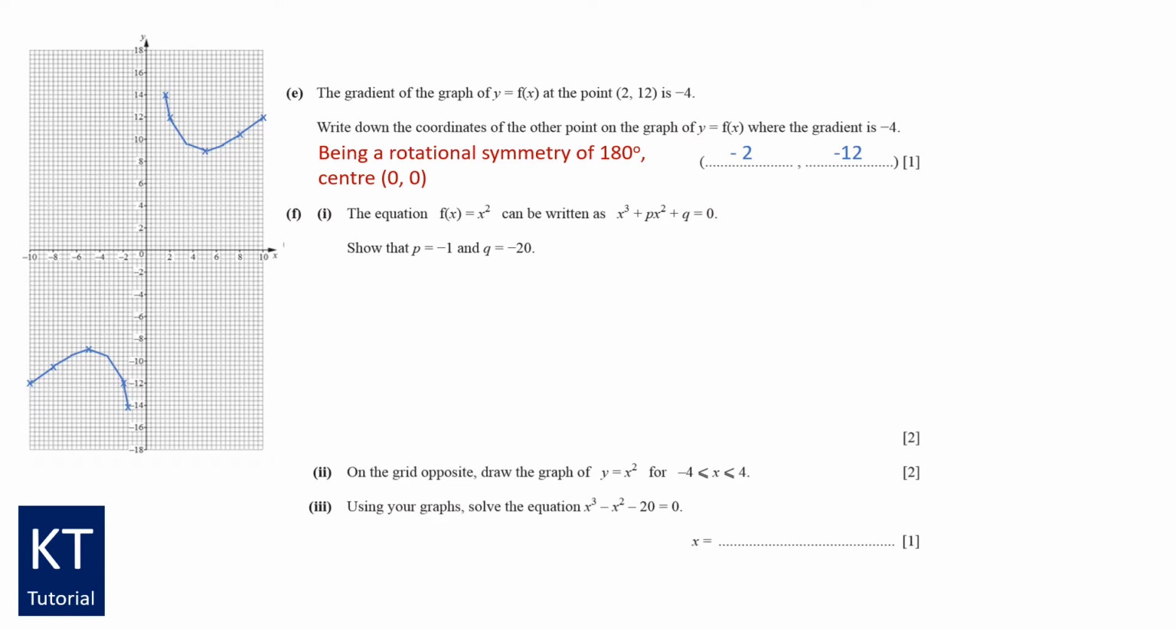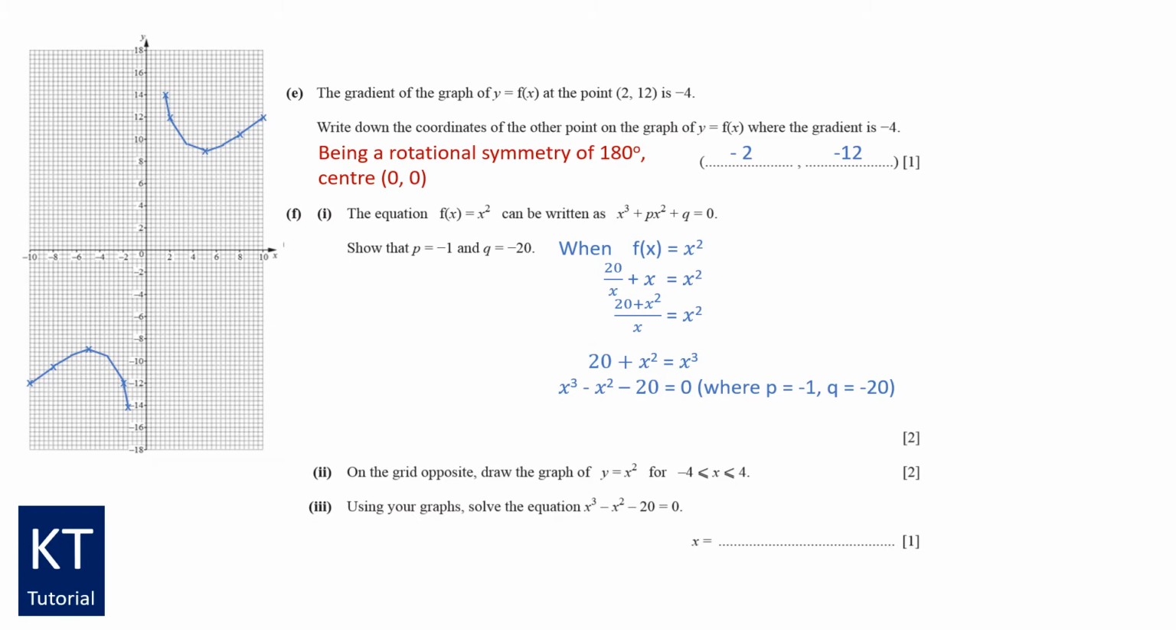Question 3f. The equation f(x) equals x squared can be written as x cubed plus px squared plus q equals 0. Show that p is equal to minus 1 and q is equal to minus 20. This can be shown by equating 20 over x plus x being equal to x squared and rearranging accordingly.